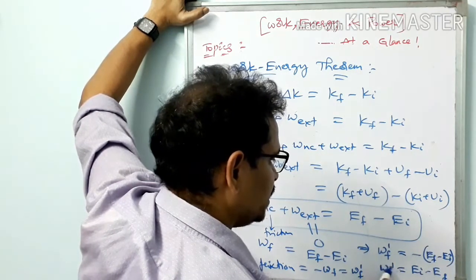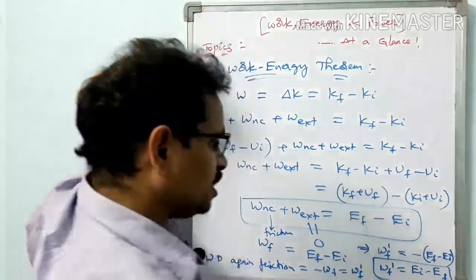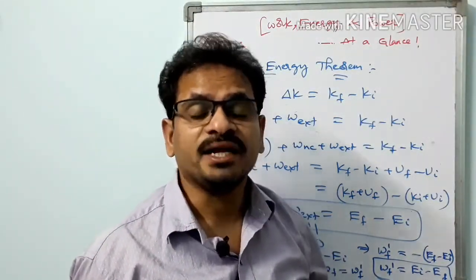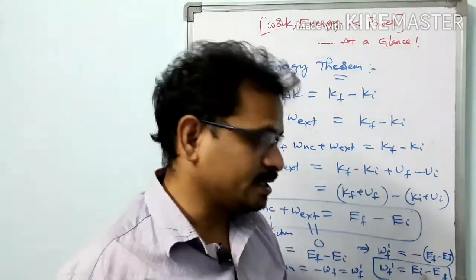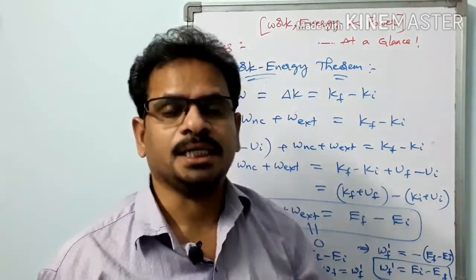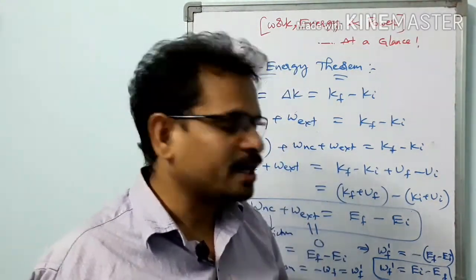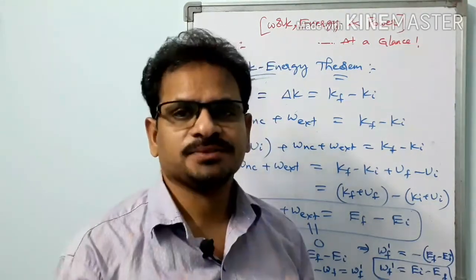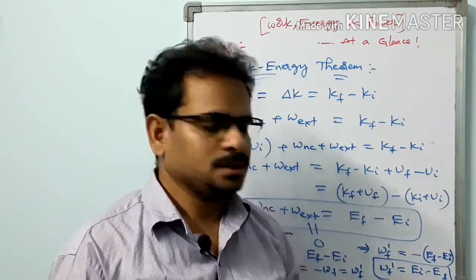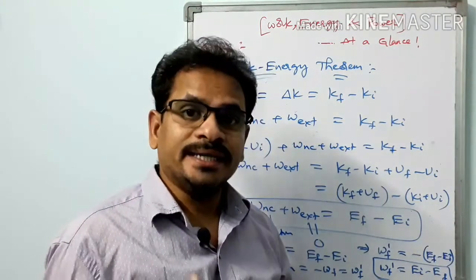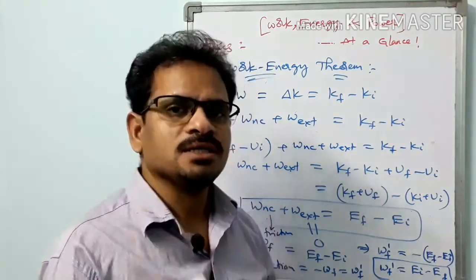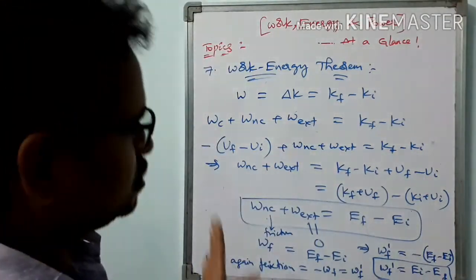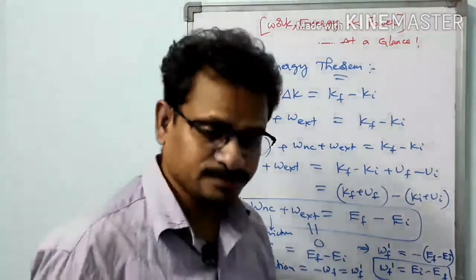So work done against friction is equal to what? Initial mechanical energy minus final mechanical energy. What does it mean here? It is the loss of mechanical energy. So loss of mechanical energy is equal to work done against friction. Got it, no? Yes, this is about the work energy theorem.